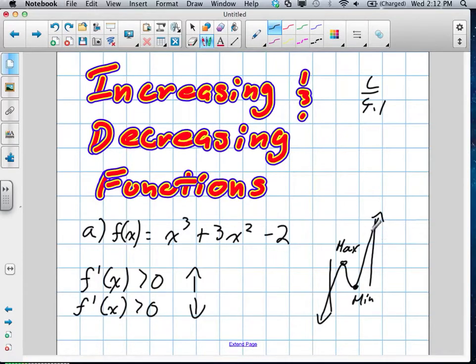Okay? And when we derive these functions, these critical values are when our f prime x is equal to 0, or in other words, the slopes of our tangents are 0. That's when these points are going to happen.